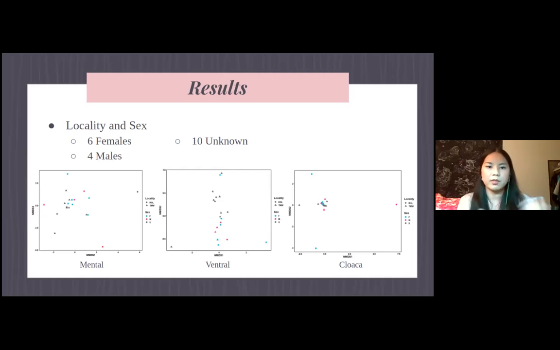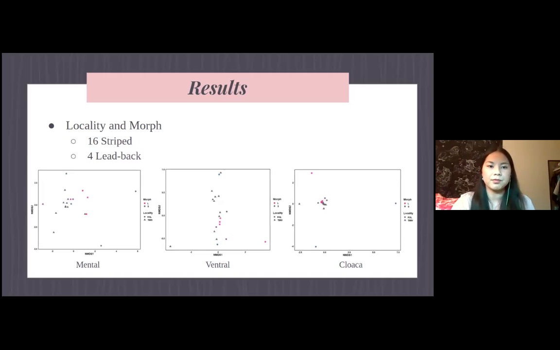And again, because of that large number of unknown, mostly juvenile salamanders, we want to go forward and see if we can get more samples to see if we get new trends or if this trend continues to hold. And then lastly, we looked at the locality and the color morph.